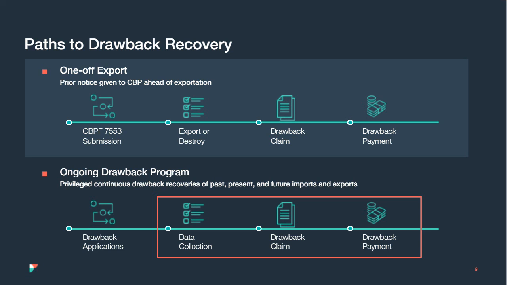So what we do is we go down to the second one. There's tremendous benefits to it, but also it takes a little bit more time to set up. And that's the ongoing drawback program. And for privileged continuous drawback recoveries of past, present, and future imports and exports, this is where we go. And through this mechanism, we are able to claim back up to 5 full years of import transactions, the duties, the fees, and your exports.